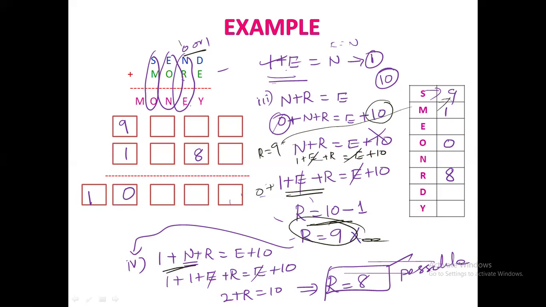And we have to consider 1 plus N plus R is present. And 2 plus R, here E will be getting cancelled. 2 plus R is equal to 10. So if we are bringing 2 to this side, R is equal to 8. So we have marked it over here.